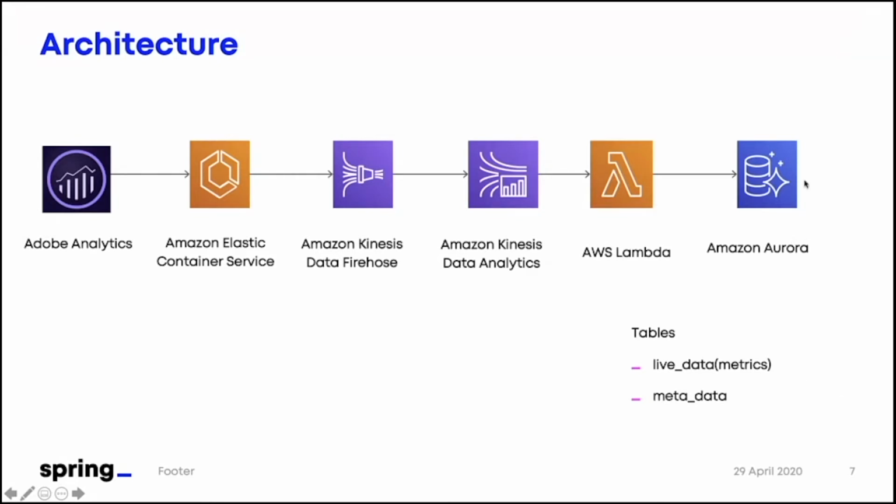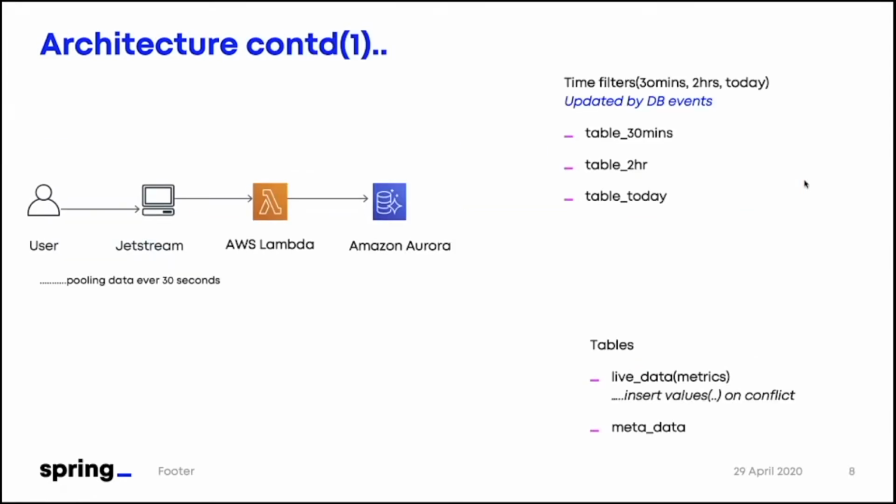So this is kind of like the inflow of the data into the system. And from this part here, basically the user trying to access the data. So we have the user accessing Jetstream and getting the response from API Gateway, Lambda, and talking to our database to actually get the data.